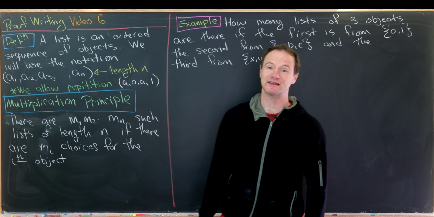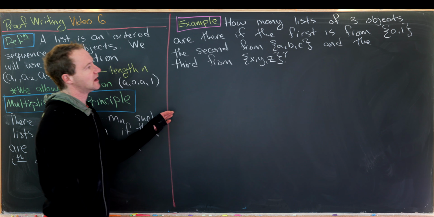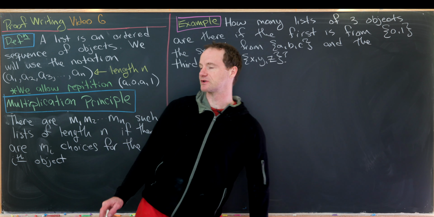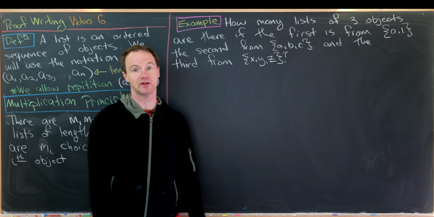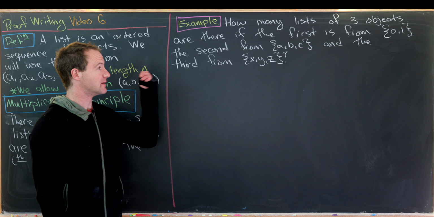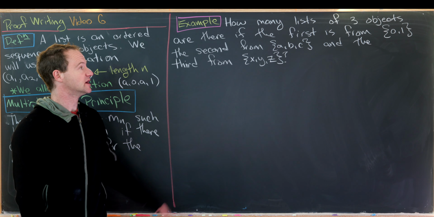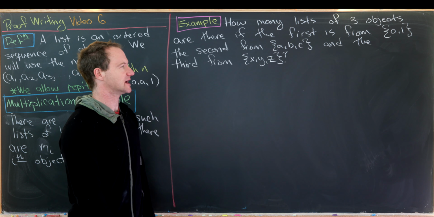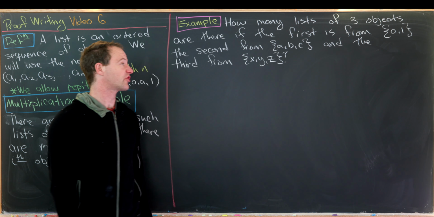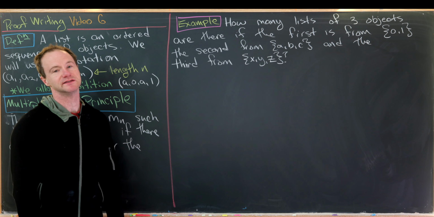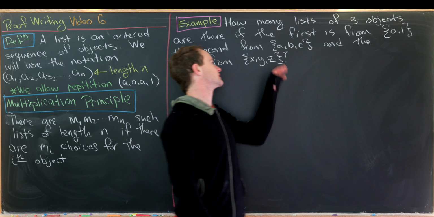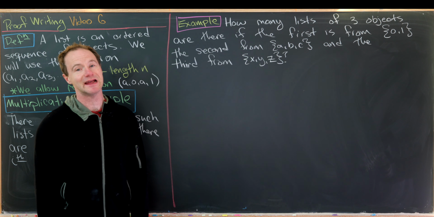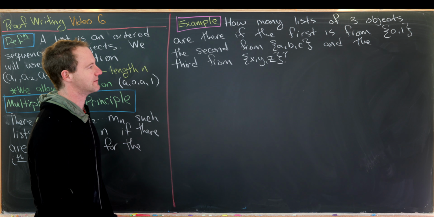Okay, so let's do some examples of this setup. The first example will have a counting tree to see where this multiplication principle comes from. But after that, we'll just apply this principle. Let's say we want to make a list of three objects. The first object comes from the set containing 0, 1. The second from the set containing A, B, C. And finally, the third from the set containing X, Y, Z. Notice we've got two choices, three choices, three choices. So by the multiplication principle, there should be 2 times 3 times 3, or 18 choices. But let's make sure that makes sense.